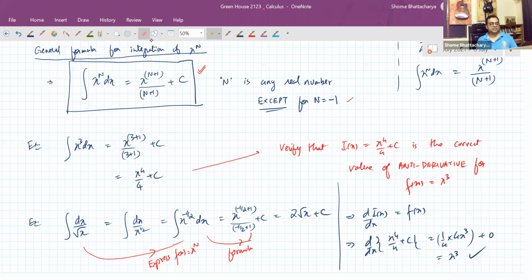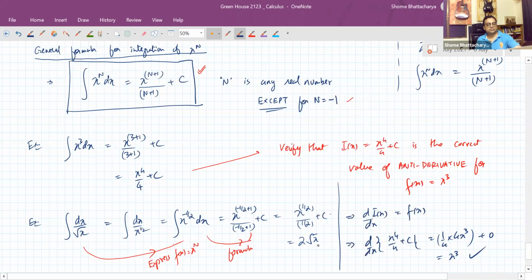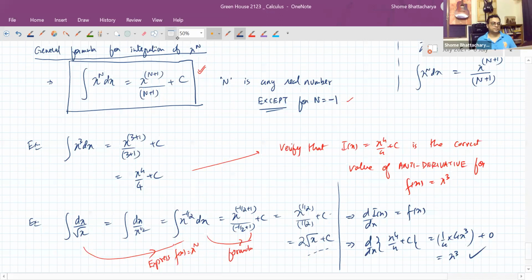In fact, I have skipped a step here, so let me just write it fully for you. So this will become x to the power half upon half. So it will become 2 root x plus c. Yes, can you just scroll up? Yeah.